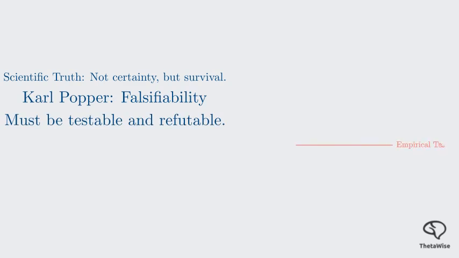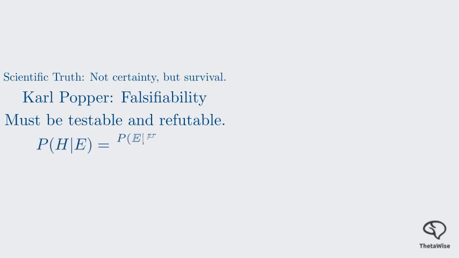Think of scientific theories like biological species. This is the Darwinian analogy for truth. Thousands of ideas are born, but only the ones that fit the data survive. A true scientific theory is simply one that has survived the most rigorous attempts to kill it.